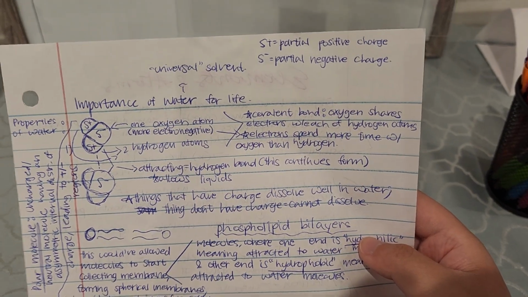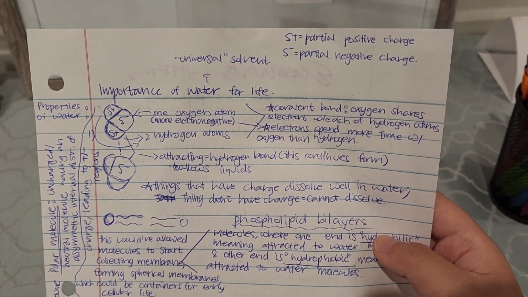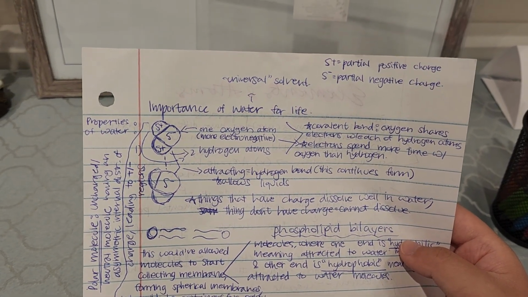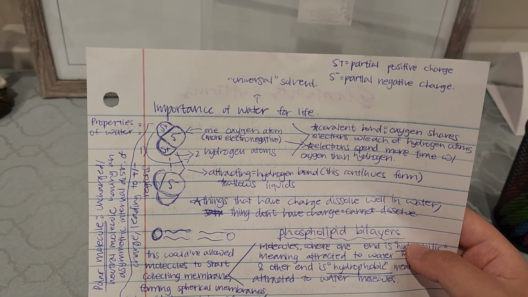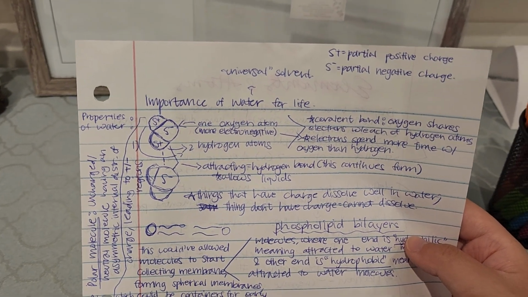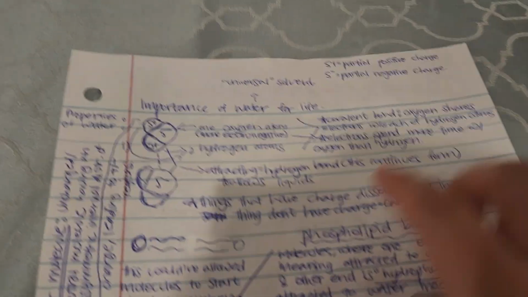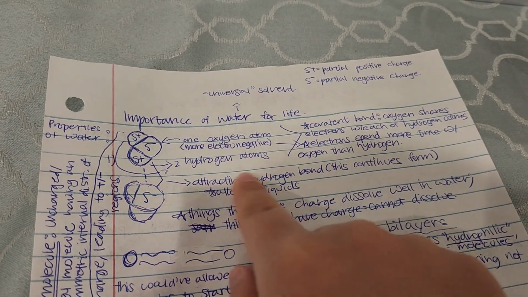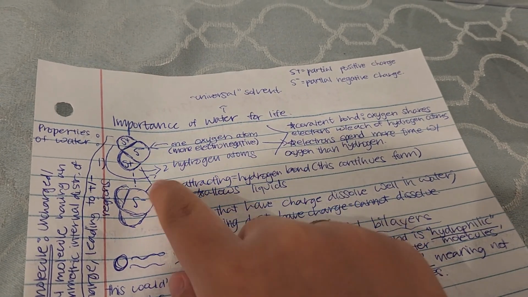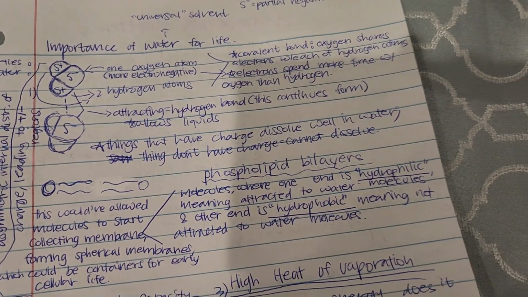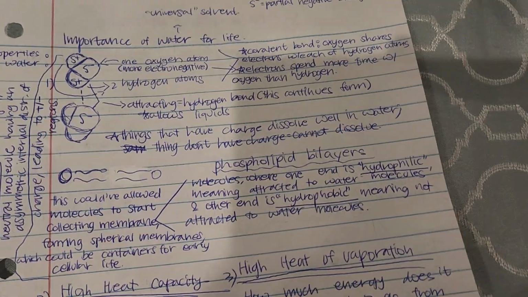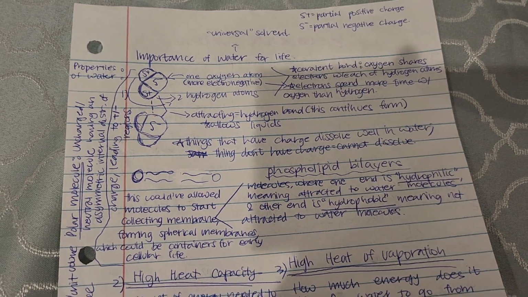Electrons spend more time with oxygen than hydrogen. So the oxygen has a partially negative charge, while hydrogen has a partially positive charge. In this case, opposites attract, and that is why they form a hydrogen bond. This is what you call it. It allows things that have charge to dissolve in water, but things that don't have charge cannot dissolve in water.